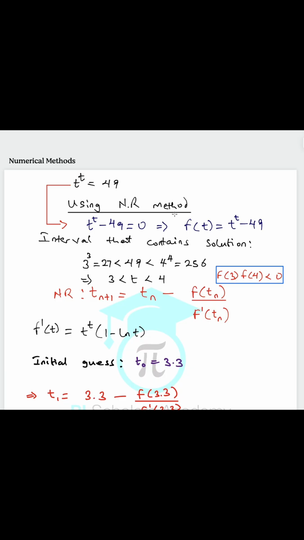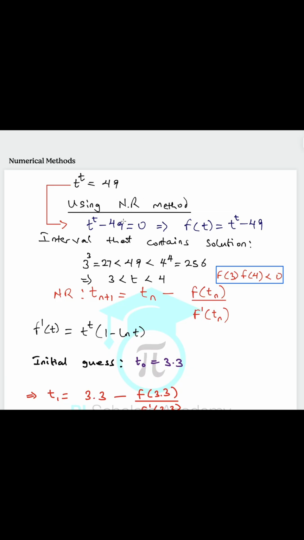And the function f of t, this is the way we find that. When you look at the equation we need to solve, we have t raised to power t equals 49. To get a function, you can isolate everything to one side of the equation such that the rest will be equal to 0, because what we need is to find a solution to that function. So if we make that whole thing equal 0, then we can label it the function.